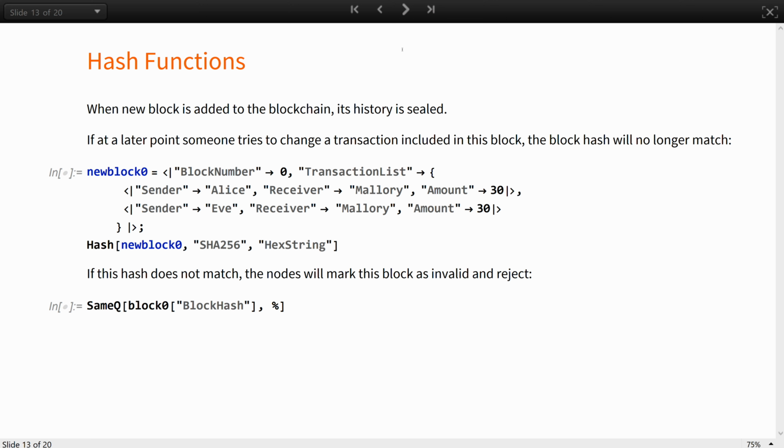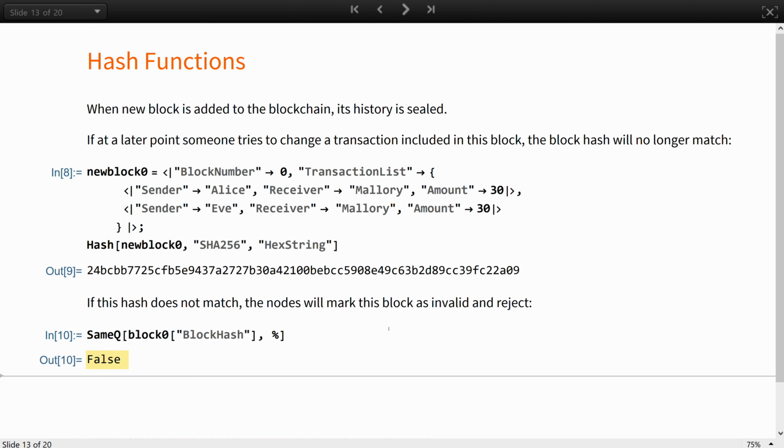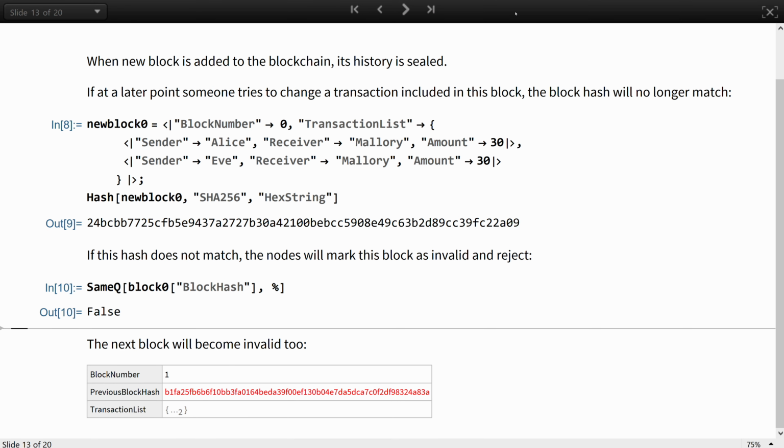If at a later point someone tries to change the transaction included in this block, for example, Mallory says that Alice sent her money instead of Bob, the block hash will no longer match. If this hash does not match, the nodes operating the blockchain will mark this block as invalid and reject it. Moreover, since the next block contains the previous block hash reference as well, it will become invalid too.